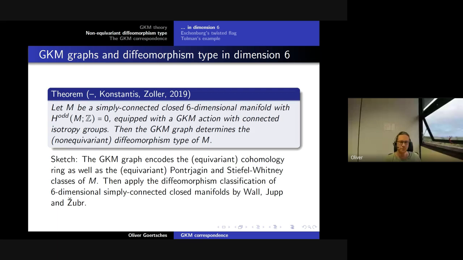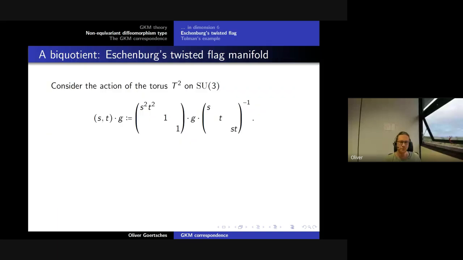Okay, so let's apply this to an example. This is Eschenburg's twisted flag manifold. This is an example of a biquotient. I like to make advertisements for biquotients whenever I can. So if you do geometry, you should look at biquotients at least once in your life.